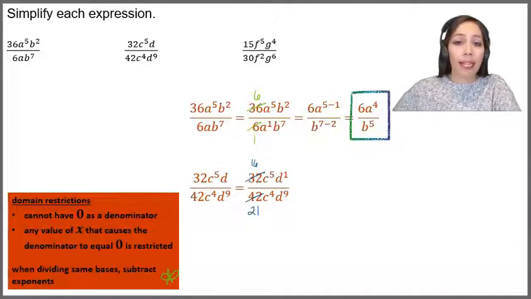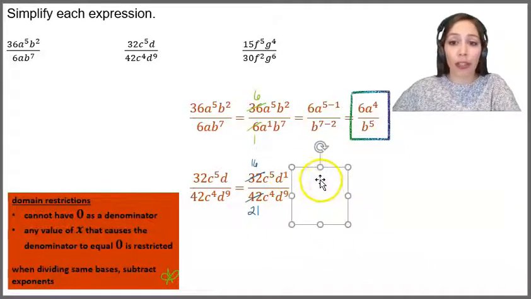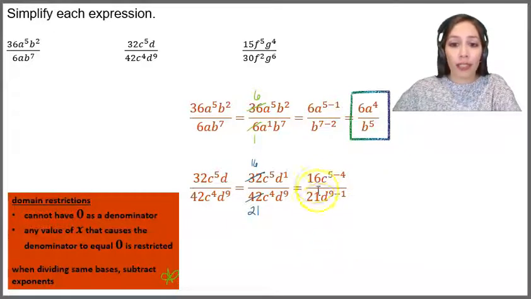Then I'm going to look at my variables. I have c to the 5th and c to the 4th on this next one. Now, since 5 is bigger than 4, c will remain in the numerator, and we're going to subtract 5 minus 4. d to the 1st and d to the 9th. Since 9 is bigger than 1, d will stay in the denominator, and we'll subtract 9 minus 1 there. So you can see I have 16 over 21, c to the 5 minus 4 in the numerator because 5 was bigger than 4, and d to the 9 minus 1 in the denominator because 9 was bigger than 1.